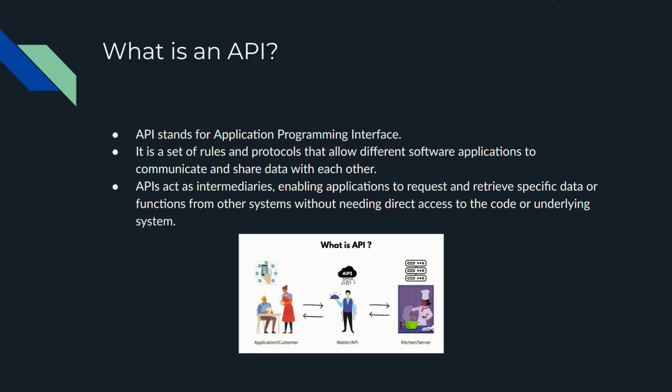You, the customer, are basically the end host application. The kitchen is usually the server or the hardware that's providing the data, and the API is basically the waiter who takes the request from application to server and brings the response from server to application. And the entire process of how the data is fetched and any additional data is abstracted.